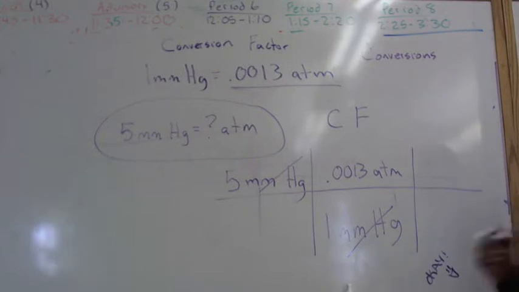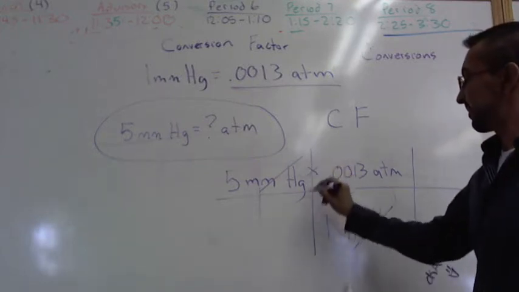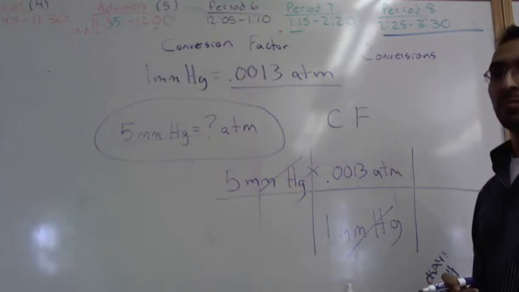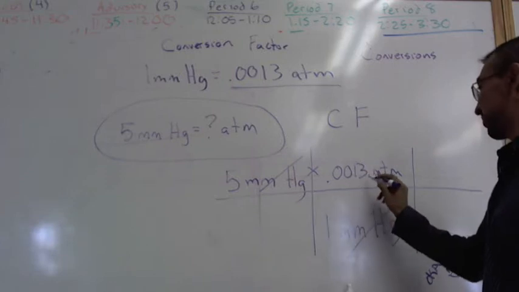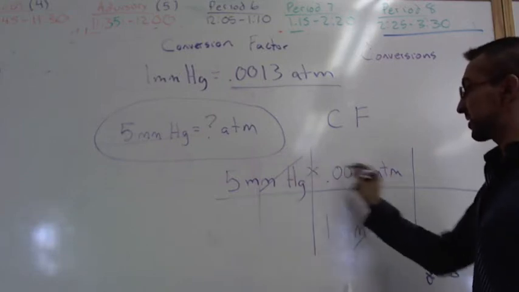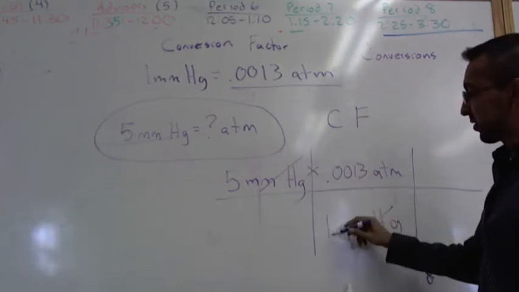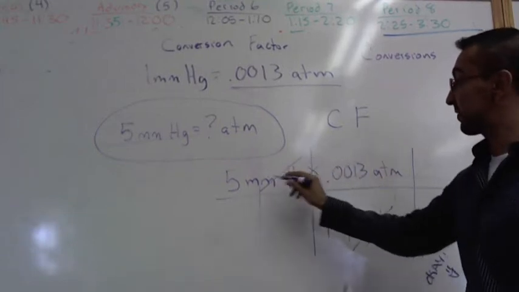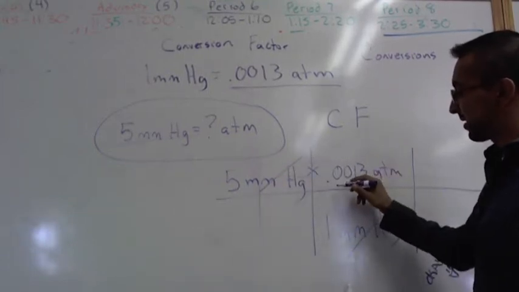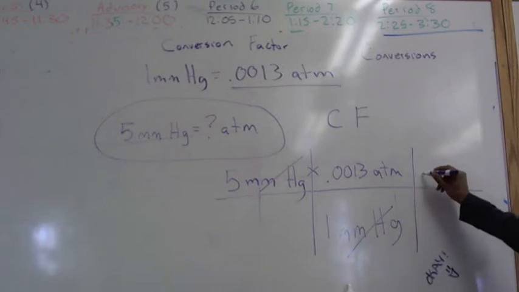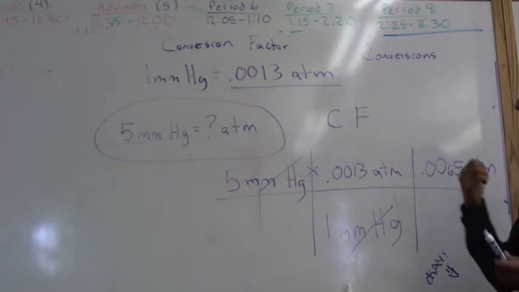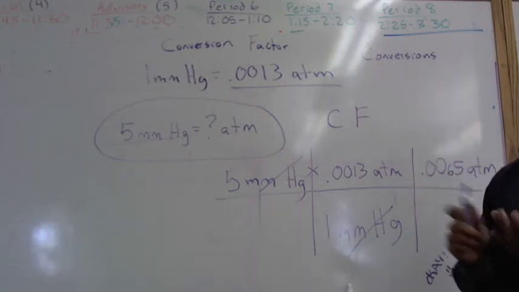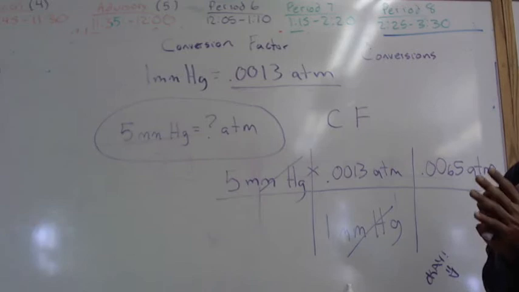What's the process? 5 times 0.0013, because they're horizontal to each other. That's multiplication. And because 1 is on the bottom, you're going to do division. So it's 5 times 0.0013 divided by 1, which is equal to 0.0065 atmospheres. And you can use this dimensional analysis process for any conversion that you're doing.